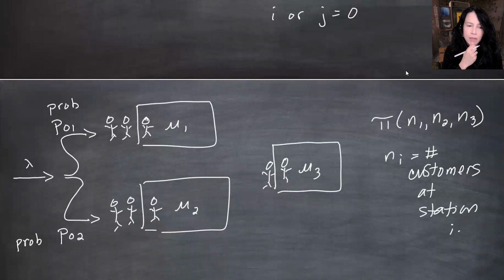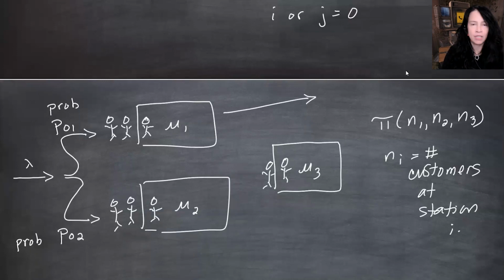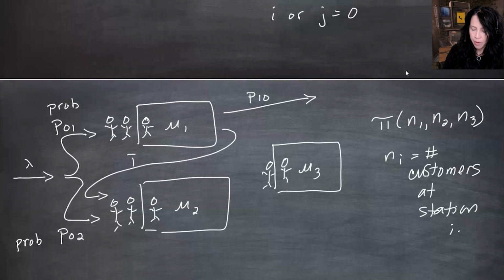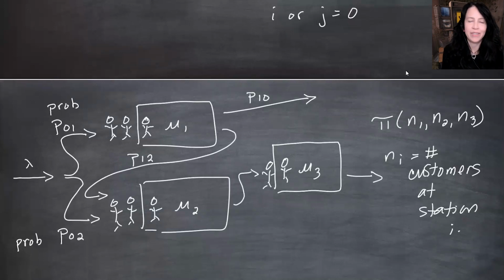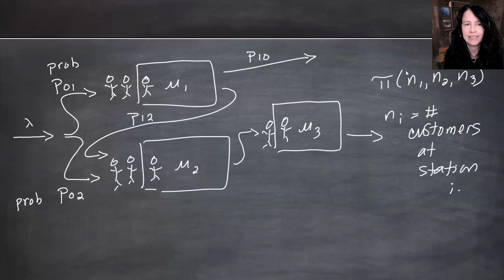And maybe people who finish service at server 1 leave forever with some probability, and I'm going to call this probability P10. And some of them come back around and get in line here, and that would be probability P12. And then at station 2, they go to station 3, and those people definitely leave. So maybe this is my system. That's a beautiful diagram. Okay, let me know if it doesn't make sense.